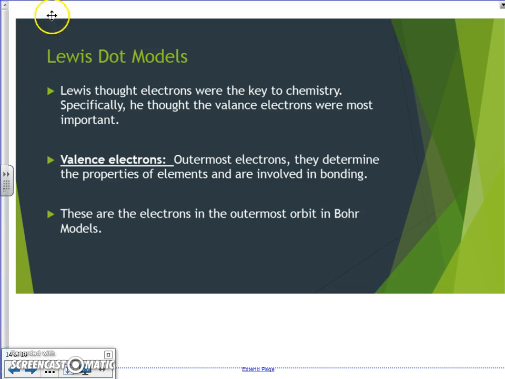All right, Lewis, 1920s, he thought these valence electrons were pretty important. So he focuses his model on those valence electrons. So our definition of valence electrons, they are the outermost, they determine the properties of the elements, and they are involved in bonding. So this is why he thought they were important, and he was definitely correct. These are the electrons in the outermost orbit of Bohr.